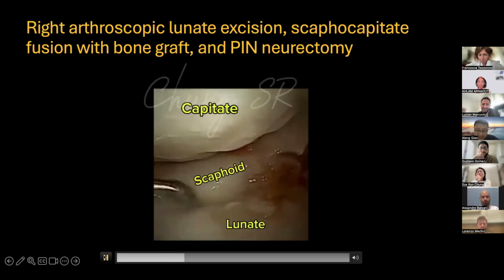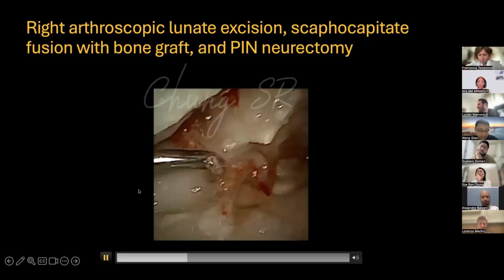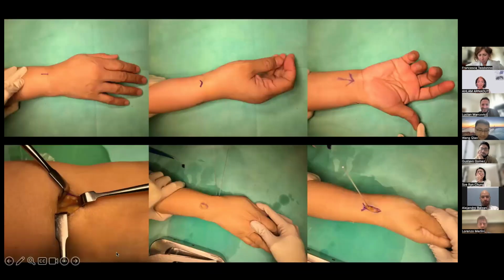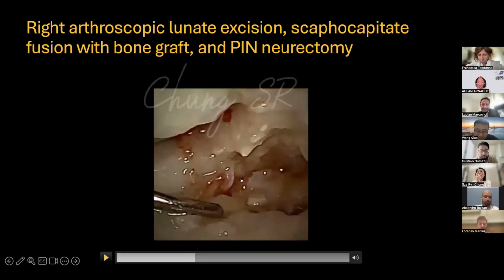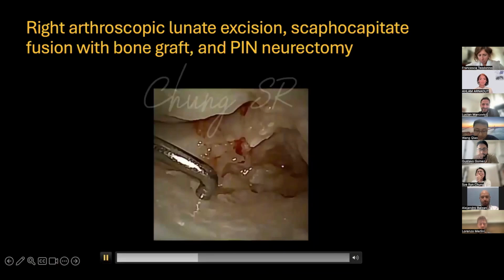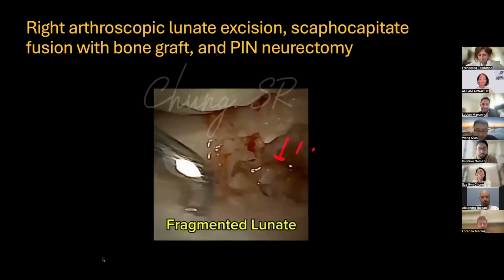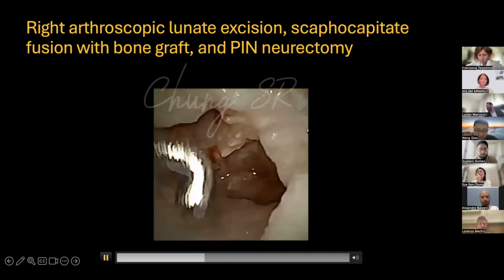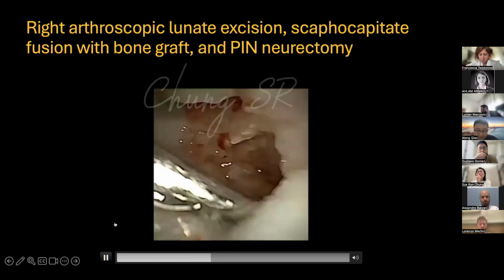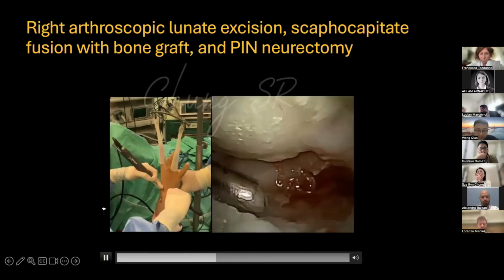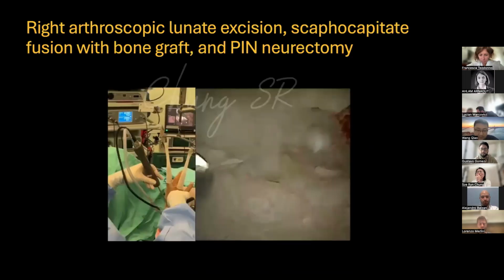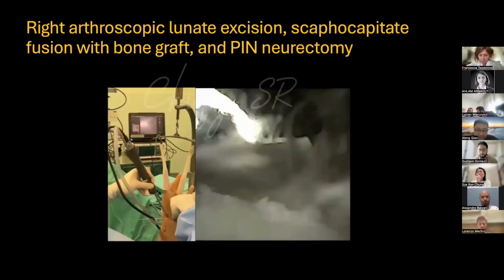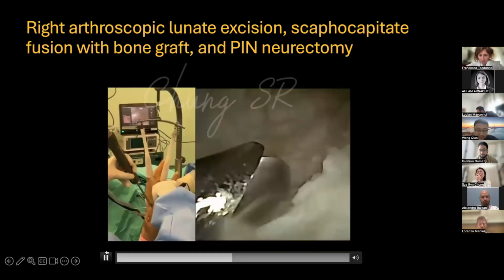And there's another view to capture. You can see the fragmentation of the lunate under the scope, which is very clear. Then using a burr, slowly remove the lunate. It takes some patience to do it.